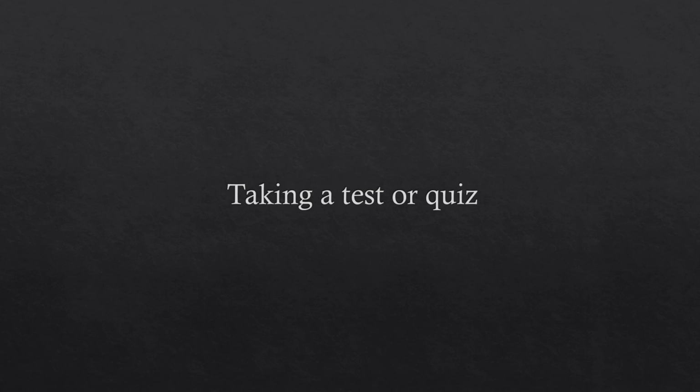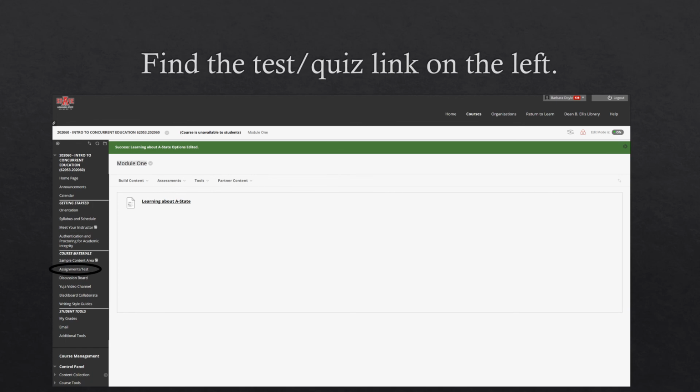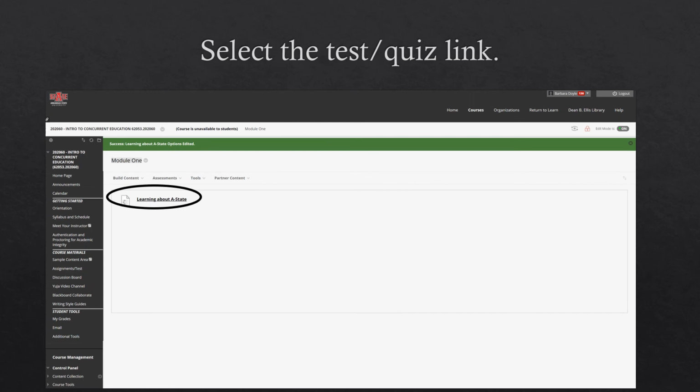How do you take a test or a quiz in Blackboard? In this particular example, you will see that a teacher has made the assignments under course materials and it says assignment/test. Once you click on this particular link, it opens up to the materials and it says that there is an item, learning about a state. Click on the link for the test or the quiz.